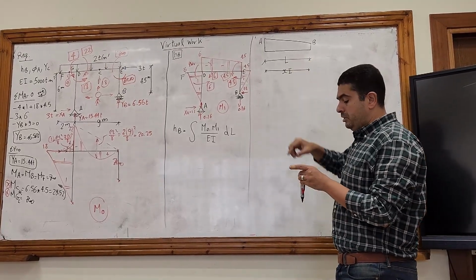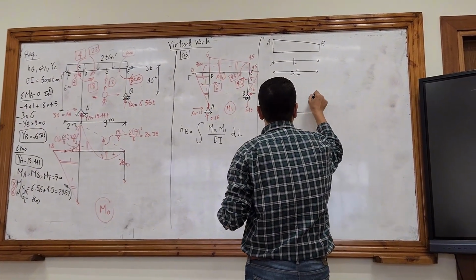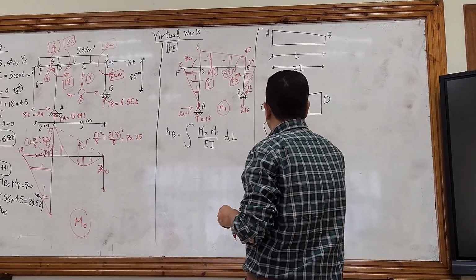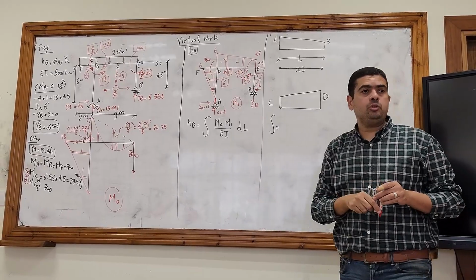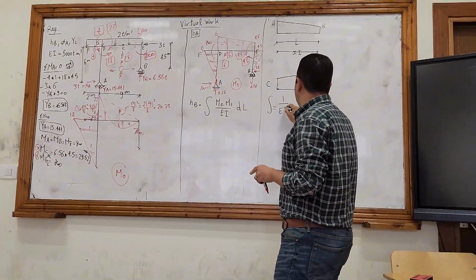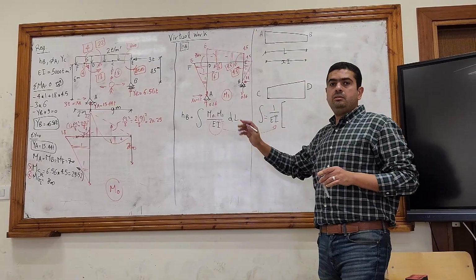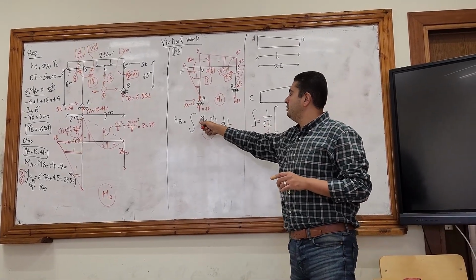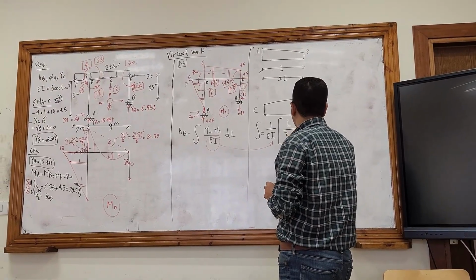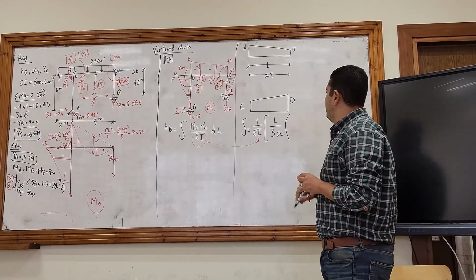And I am integrating this with another member that has a trapezium as well, with another two different values, C and D. What will be the integration? The integration will be equal to, you have to know this, 1 divided by EI, I put it outside. And now I will give you an equation for the integration of M0 and M1. It will be L divided by 3x, 3 is a constant. And then open another bracket.